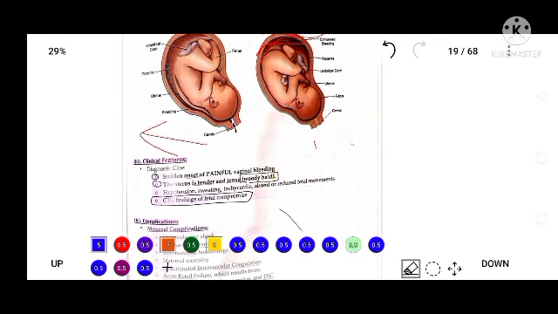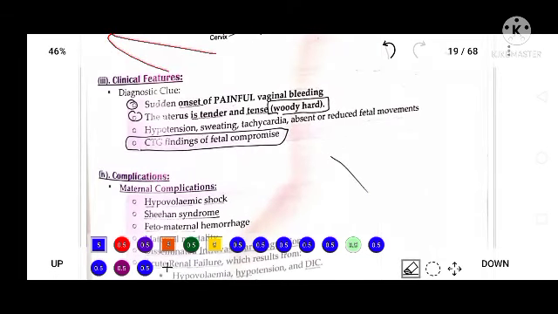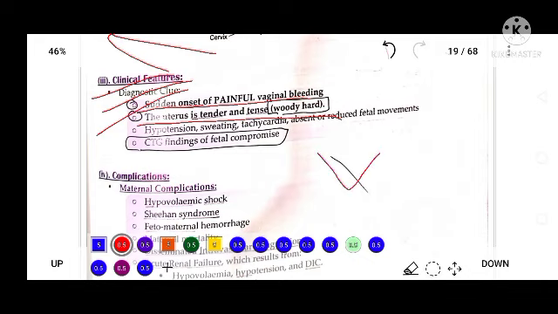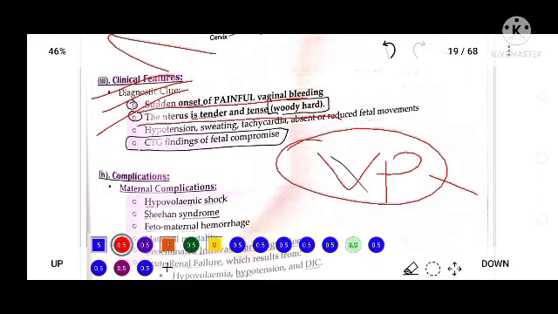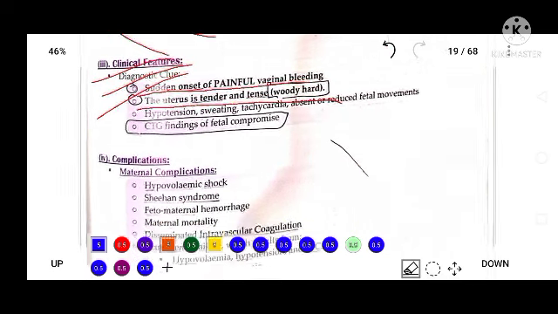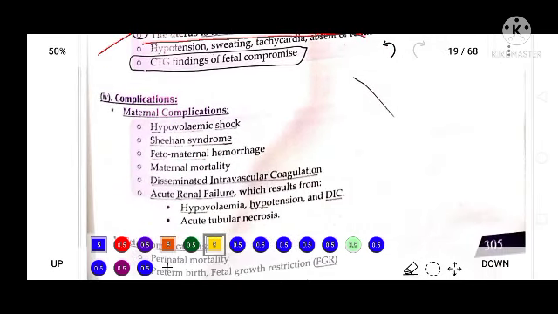The clinical features and diagnostic clues of this condition are sudden onset painful vaginal bleeding, and the uterus is tender, tense, woody, and hard in placental abruption. While in placenta previa, there is painless bleeding with a non-tender uterus. So these are the diagnostic and differential points between placental abruption and placenta previa.